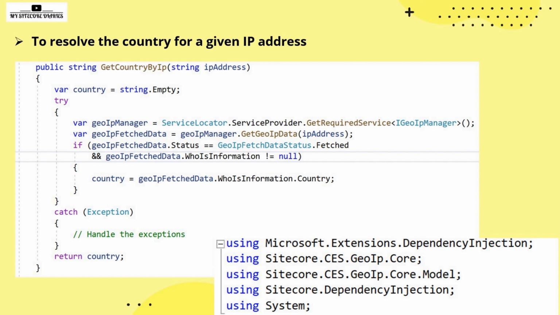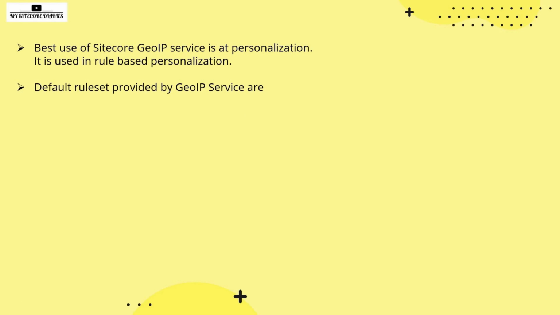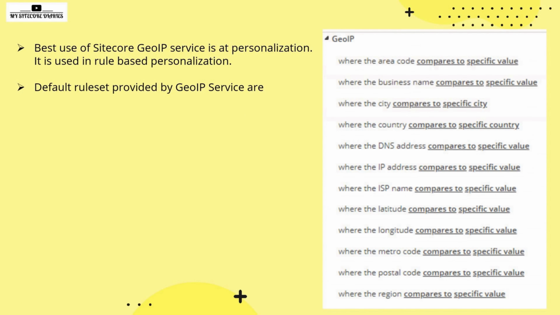So this is one use case where you have to write code, but mostly the best use of the Sitecore GeoIP service is going to be at the personalization level. It is used in rule-based personalization. So the default rule set provided by the GeoIP services are, once you click on personalization, you go to the rule editor.